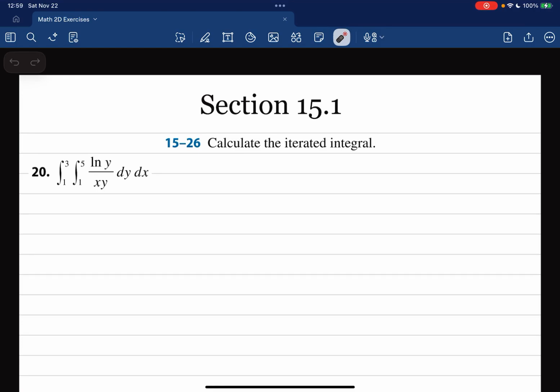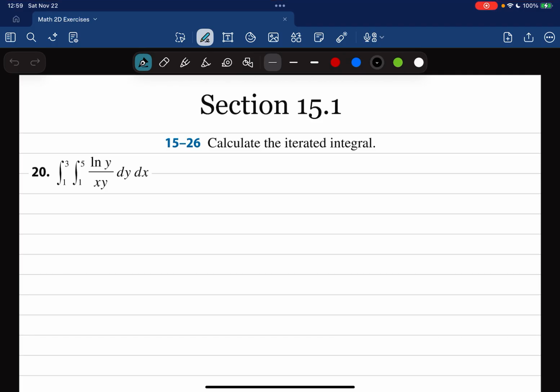Hello, in this video I'm going to be solving problem 20 from section 15.1 of James Stewart's Calculus Early Transcendentals. This problem, which is from problem set 15 through 26, asks us to calculate an iterated integral, and the one we'll be calculating is this one right here.